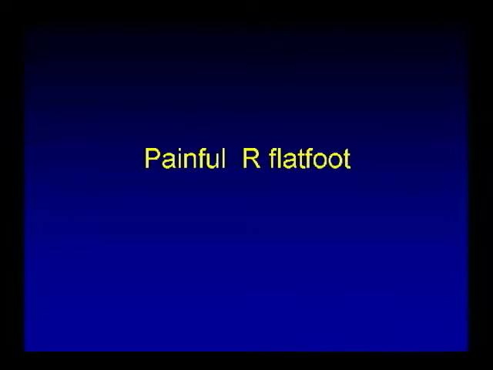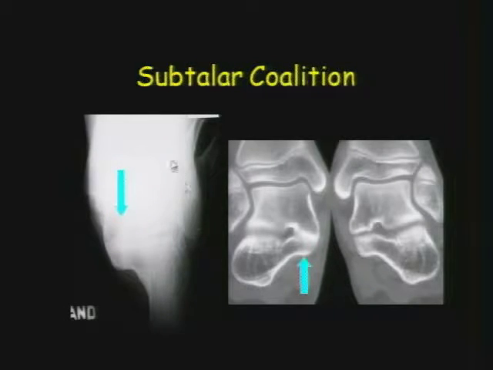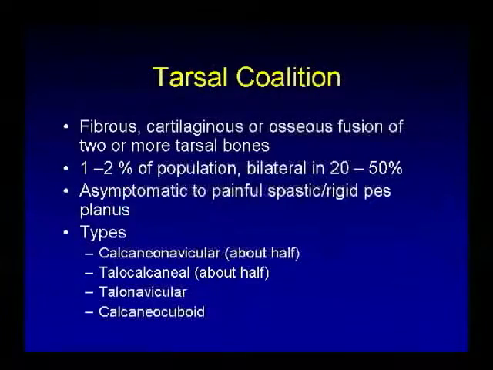Next case, painful right flat foot. Dr. Patel mentioned this case, this history, and here you can see that there's a talar beak compared to the opposite side. And on our Harris view, we can see that we don't see the subtalar joint by CT. We can see bony fusion of the subtalar joint compared to the opposite side, and this is a subtalar coalition.